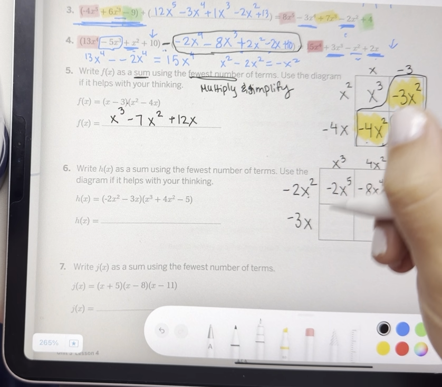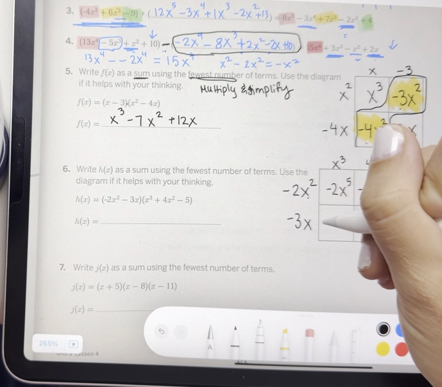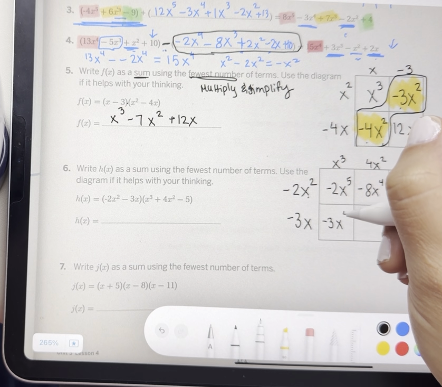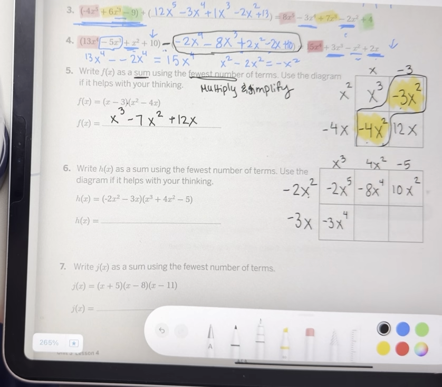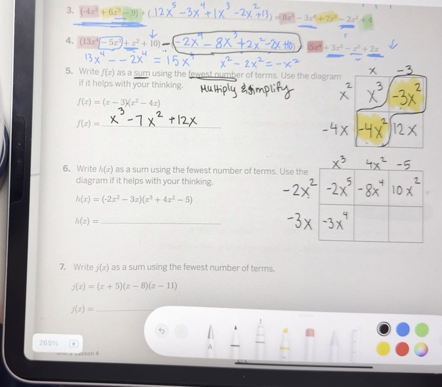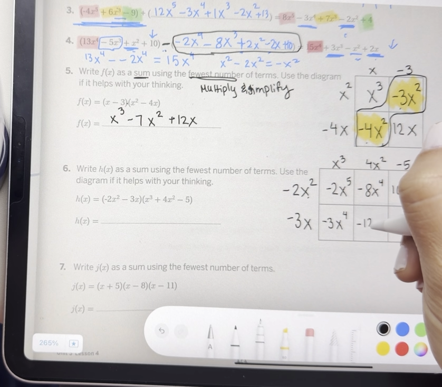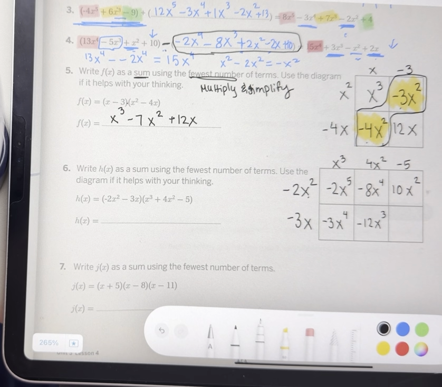Yeah. And then this is negative 3x times x cubed. That's negative 3x to the 4th now. Negative 3x times 4x squared. That's negative 12x to the 3rd. Negative 3x times negative 5 is 15x.